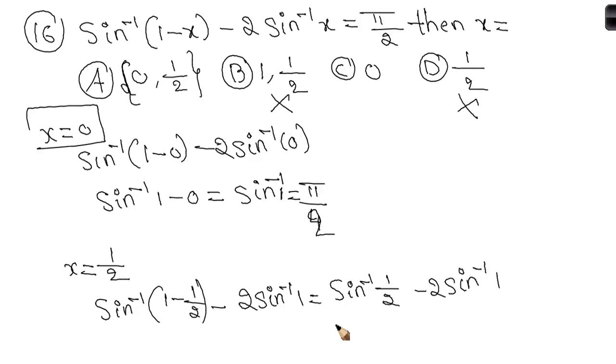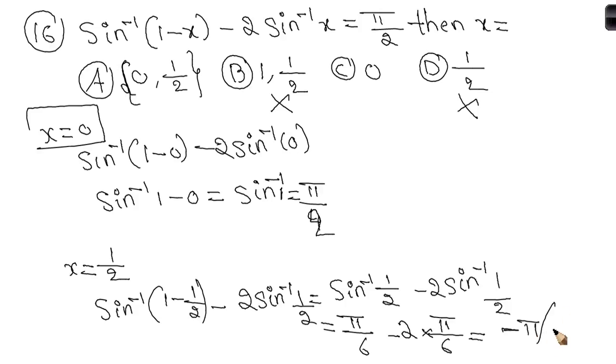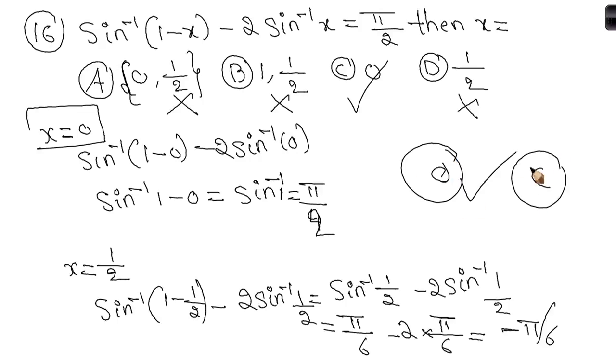Sin inverse of 1 upon 2 is pi upon 6, that is 30 degrees, minus 2 times sin inverse of 1 upon 2, which is 2 times pi upon 6. That is pi by 6 minus pi by 3, which is minus pi upon 6, which is not equal to pi by 2. So 1 by 2 can't be the answer. So 0 should be the answer. That is option C is correct. Hope you are clear with this.